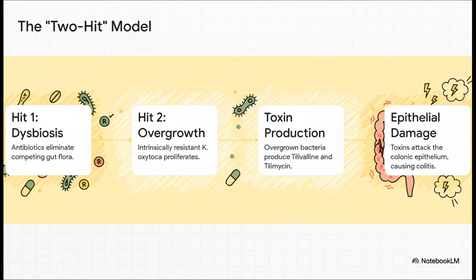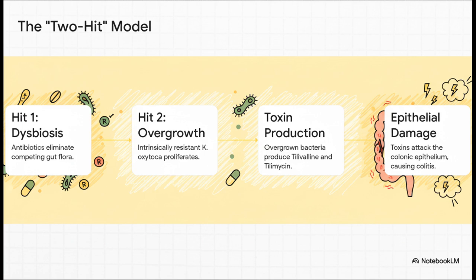So how in the world does this happen? Well, the pathogenesis is a perfect, almost textbook two-hit model. First, an antibiotic, say amoxicillin, just wipes out the normal, healthy gut flora. This creates a vacuum. Second, the intrinsically resistant Klebsiella oxytoca is left completely untouched. With no competition, it's free to overgrow to huge numbers.